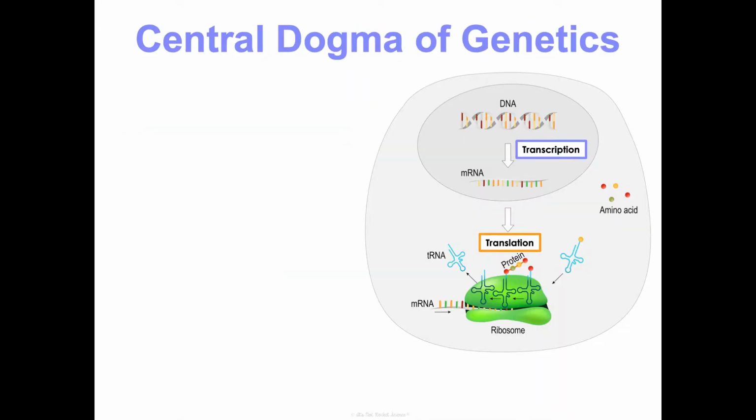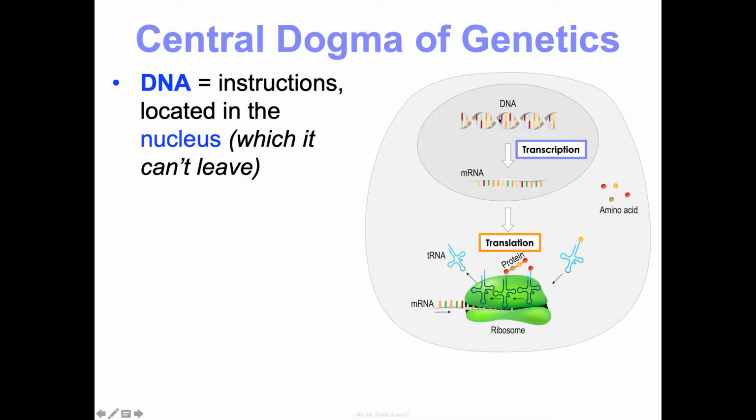Now, the central dogma of genetics is the big overarching idea that is so critical to understanding this unit. Before I get to it, we need to refresh some memory. Here's a picture of your cell, and here it's just showing the nucleus. Remember, your DNA is the instructions for making you who you are and making the proteins that run your show. It is located in your nucleus, which it cannot leave because we learned in Concept 1 it has this very bulky double helix structure.